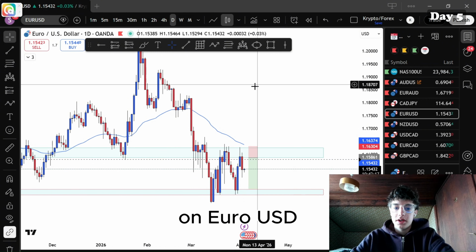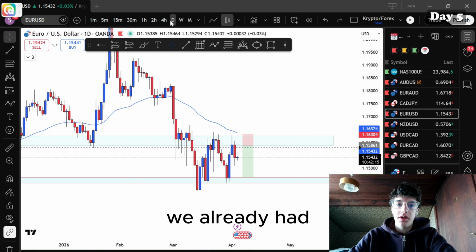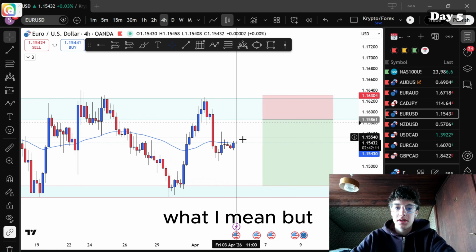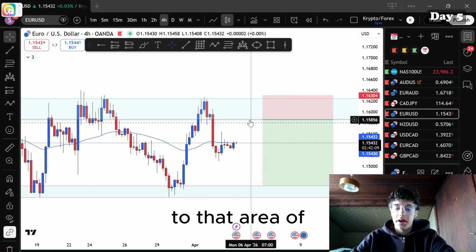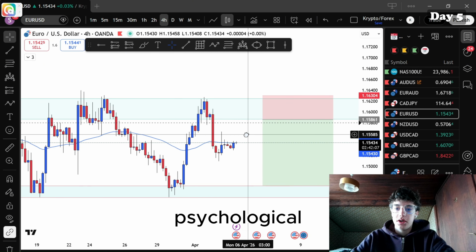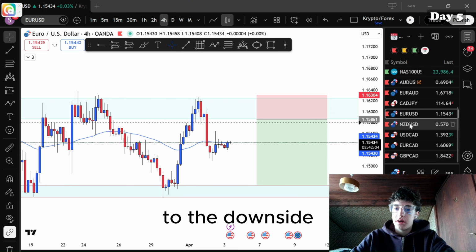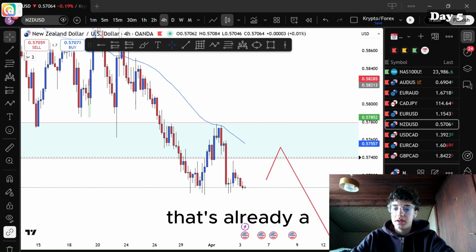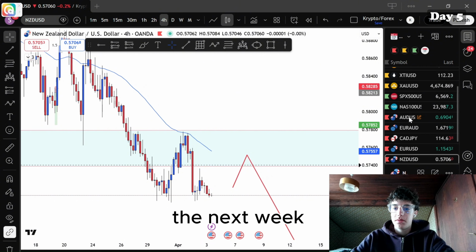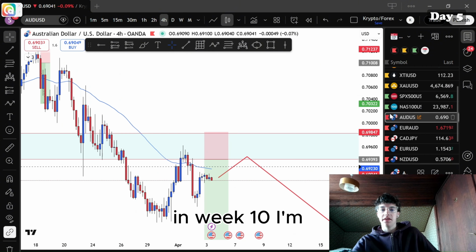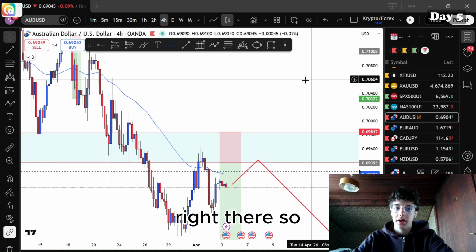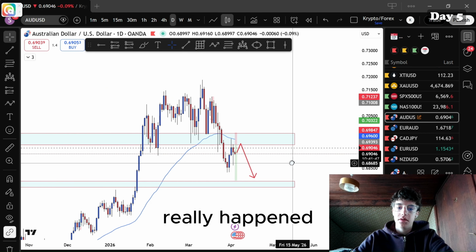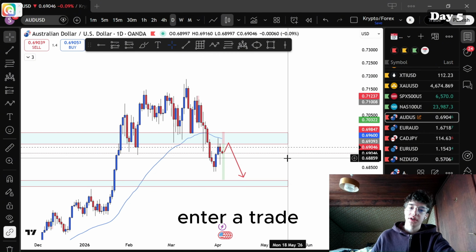On Euro USD, we already had a push to the downside as well. Not a whole push, you know what I mean, but we can still get a retest to the area of interest and round psychological level to then sell to the downside. And on NZD USD, that's already a pair for next week. I'm gonna do this in week 10. I'm gonna show you this trade there. So those were all the pairs from this week. Nothing really happened. I couldn't enter a trade.